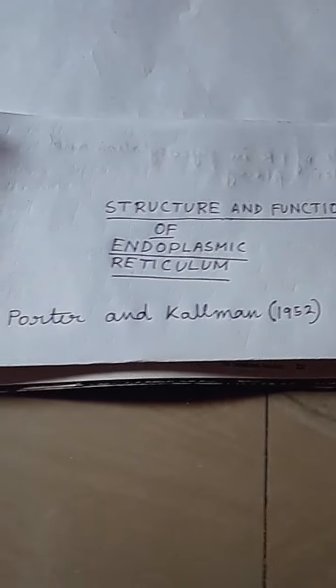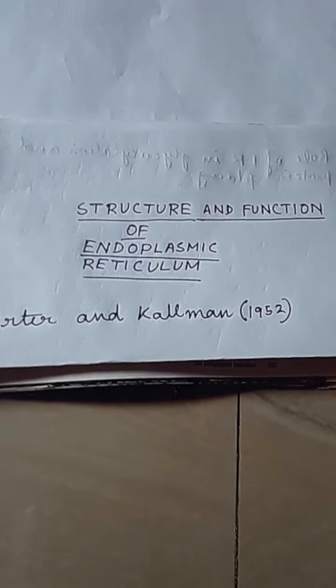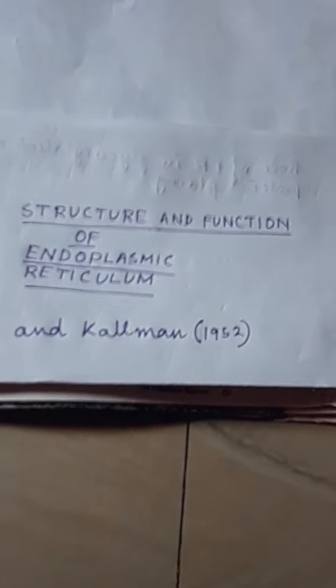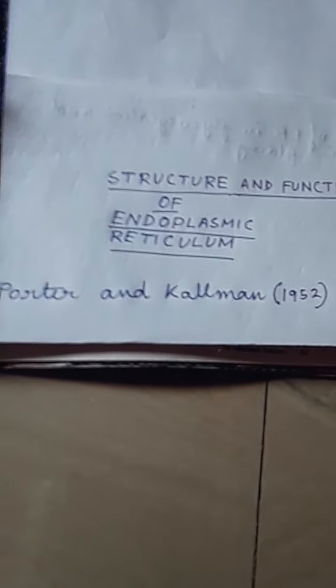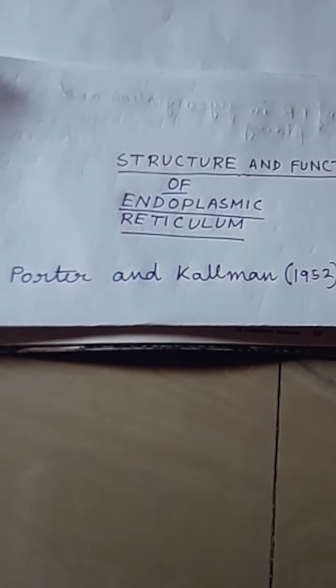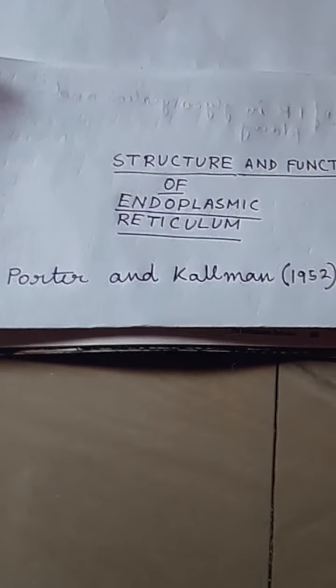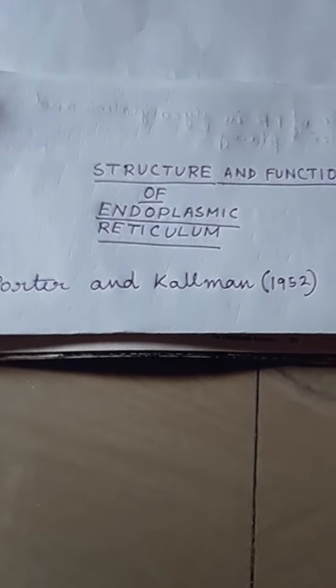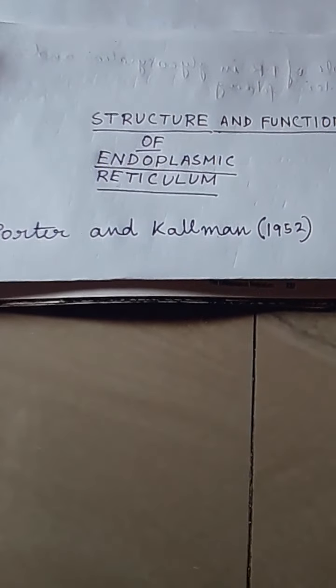Even before the 1950s, the invention of the electron microscope. Some regions of the cell were seen to be stained intensely with basic dyes. These were primarily named the ergastoplasm. But the significance of this region was not understood until the invention of the electron microscope, when Porter and Coleman named the structure the endoplasmic reticulum.